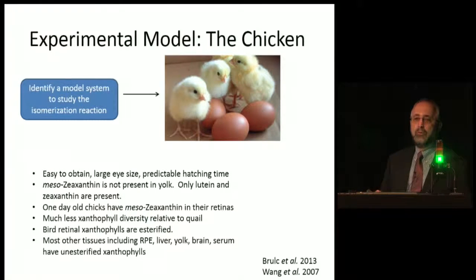One thing to remember, though, is birds are not humans. Their carotenoids are esterified in the retina, and so it's in the oil droplets. So that is a little bit different system. But other tissues, including the retinal pigment epithelium, the liver, the yolk, the brain, and the serum, have unesterified xanthophylls. Fred Kachuk and I had already proven that before.